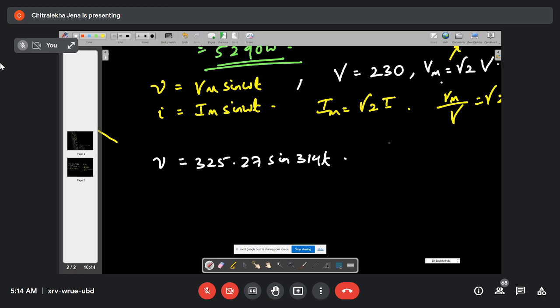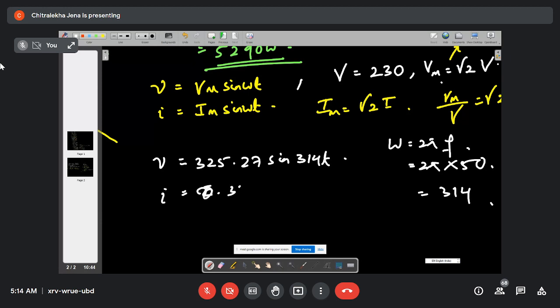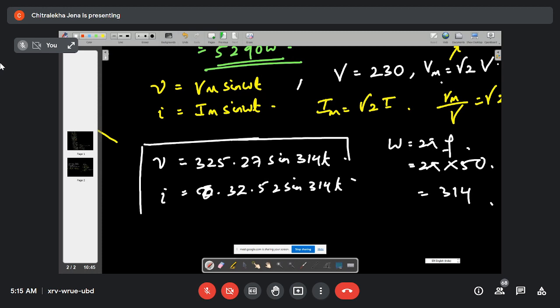Omega is equal to how much? 2 pi into F. F in the question is given as 50. 2 pi into F, you will get 314. Similarly, I will be equal to 32.52 sin 314 t. So these are the equations for voltage and current. Got it now? All of you understood or not? Yes, ma'am.